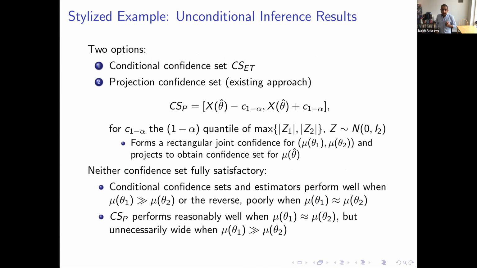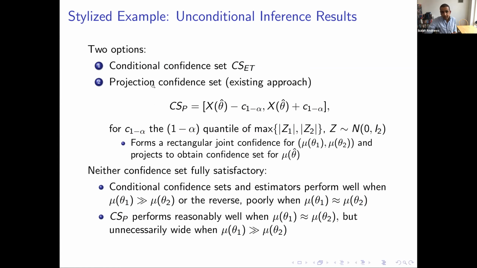So that's conditional inference. What about unconditional? For unconditional inference, we've got two potential options. One, as I suggested before, is just to use the conditional procedure. Again, conditional validity implies unconditional validity. So we're free to just continue to report the conditional confidence set. However, since unconditional inference is a weaker criterion, we also have more options.